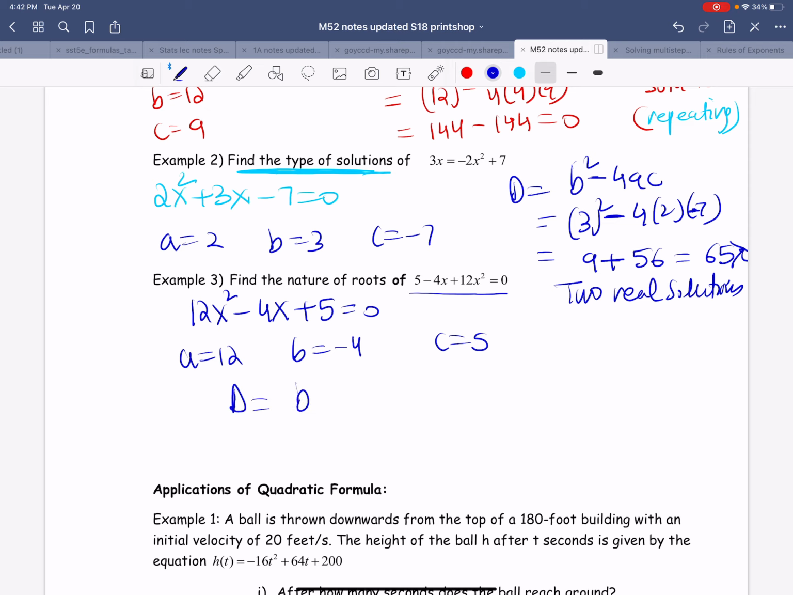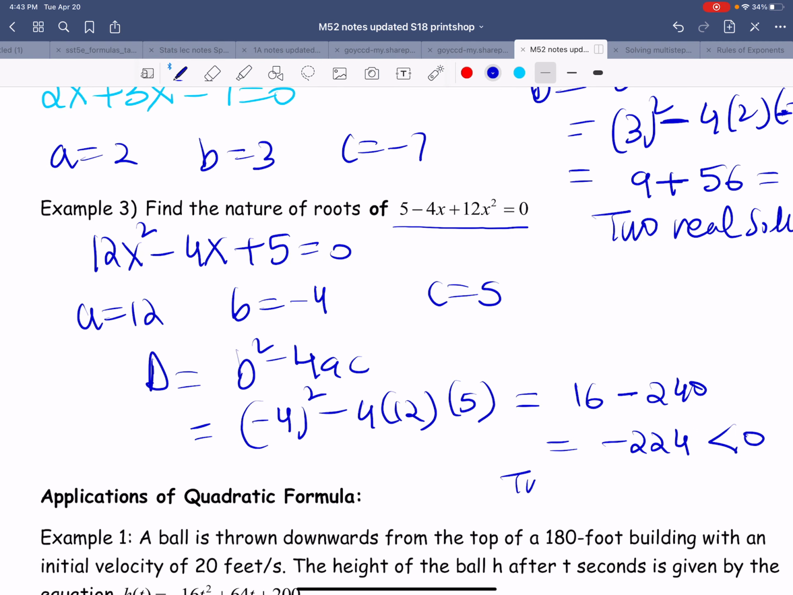And discriminant D is b squared minus 4ac. That turns out to be negative 4 squared minus 4 times 12 times 5. That is 16 minus, 12 times 5 is 60, 60 times 4 is 240. 16 minus 240 is negative 224, which is less than 0. And that means we will have two imaginary solutions. So if my discriminant is negative, something less than 0, then I'm expecting two imaginary solutions.